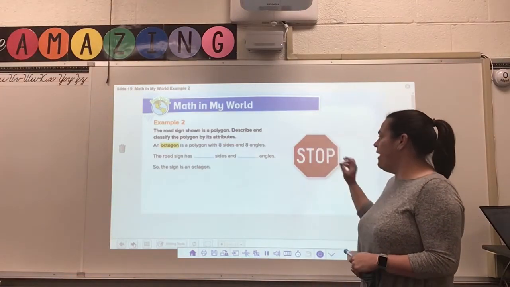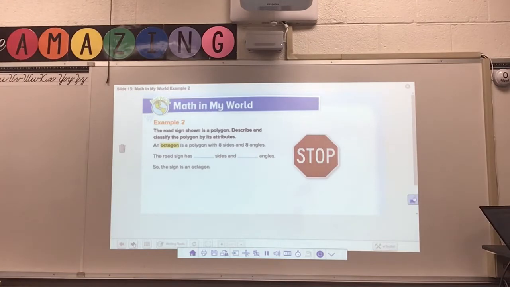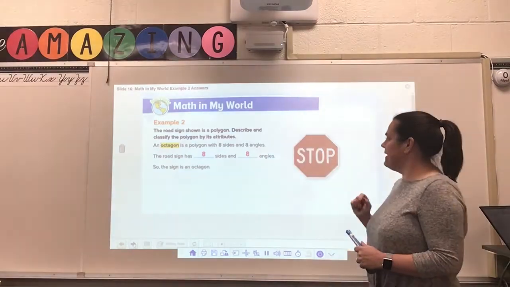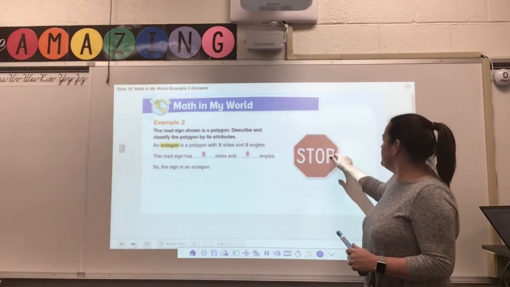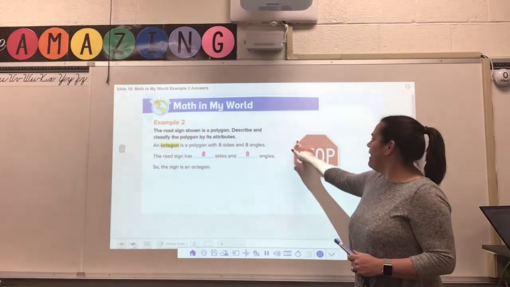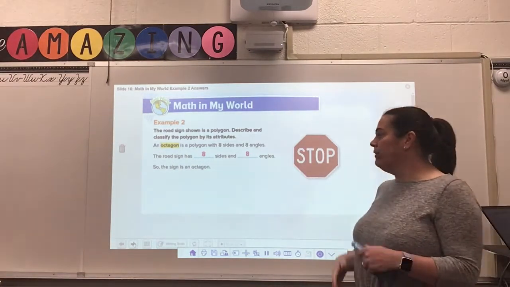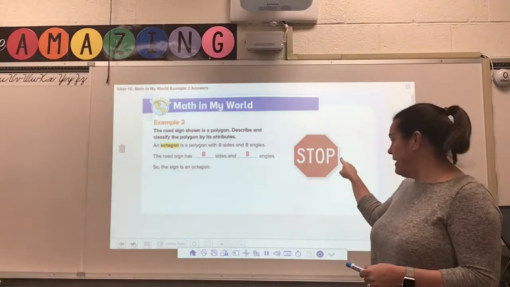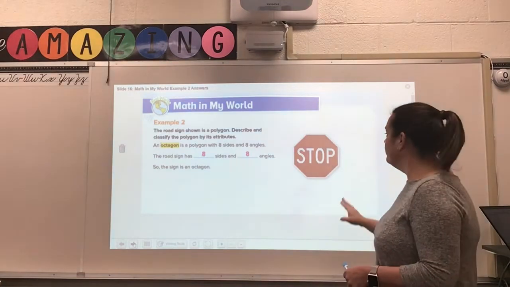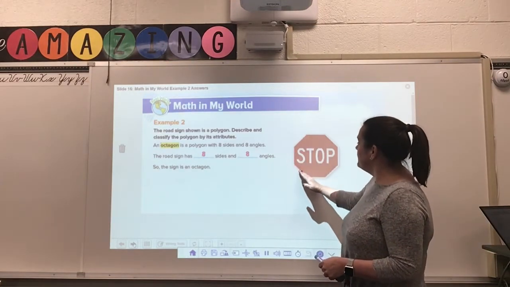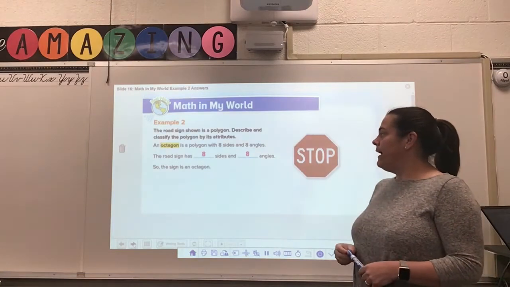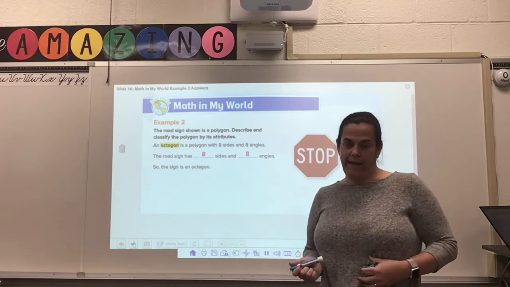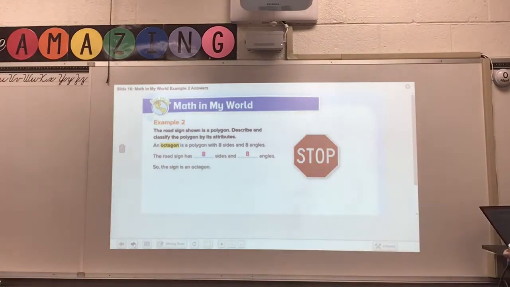So this stop sign has 8 sides. 1, 2, 3, 4, 5, 6, 7, 8 sides. It has 8 angles, and I know that polygons with 8 sides and 8 angles are called octagons. So that's how I can classify that stop sign as an octagon. I looked at its attributes, the number of sides and angles it had, and I remembered that octagons are the polygons that have 8 sides and 8 angles. All right.